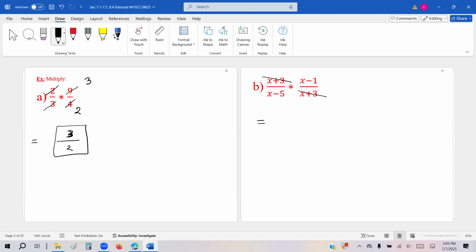So what remains? Minus 1 on the numerator, x minus 5 on the denominator. And this is for multiplication. We actually don't multiply them. Even though it says multiplication, we never multiply them. We always factor, cancel, rewrite. Here we didn't have to factor because they are not factorable.